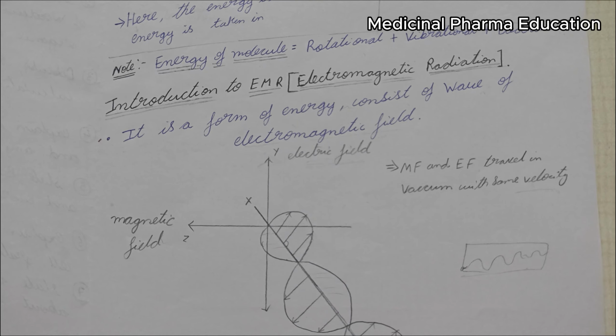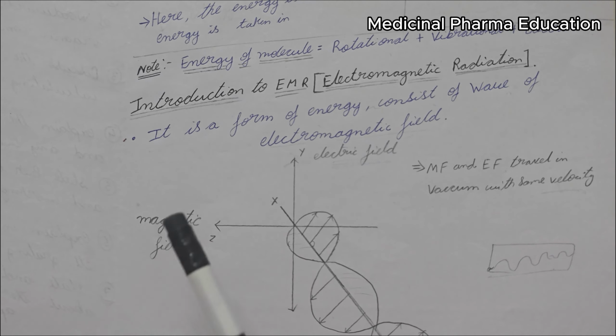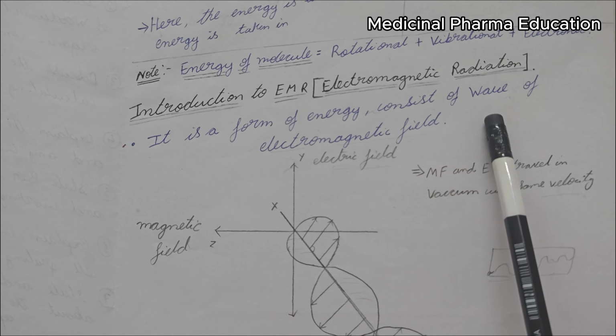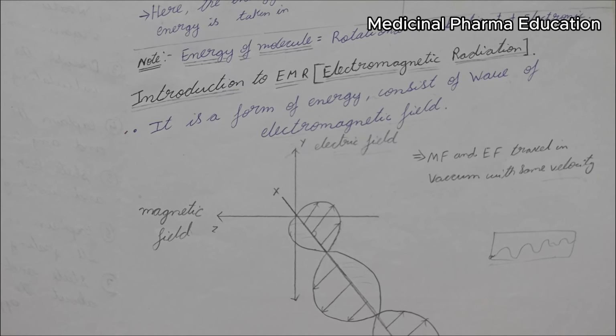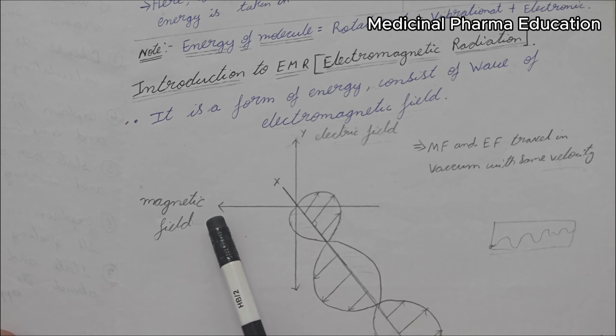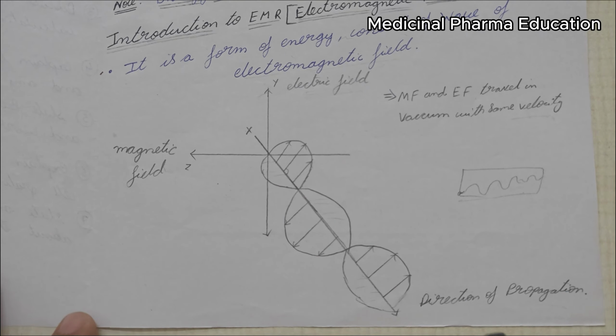Next, what is electromagnetic radiation? It is a form of energy consisting of waves of electromagnetic field. See, it's nothing but the waves of magnetic field and electric field. It travels in the direction of propagation.